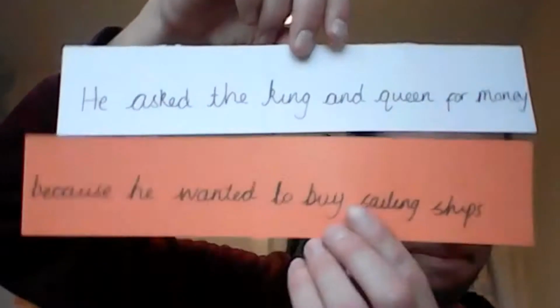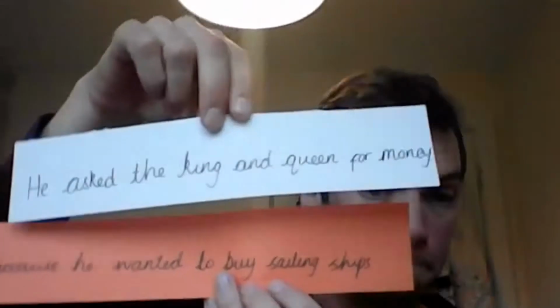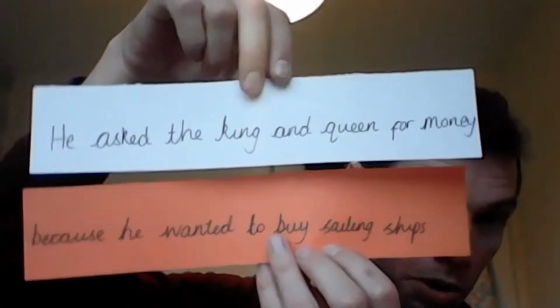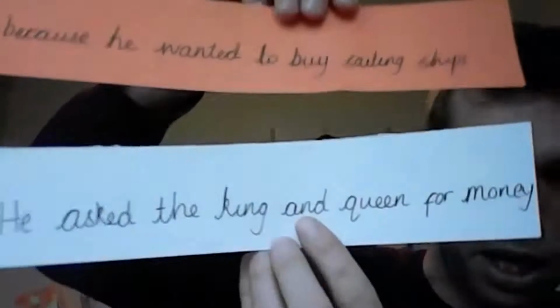He asked the king and queen for money because he wanted to buy sailing ships. Okay, can you all shout abracadabra with me after 3? 1, 2, 3, abracadabra! And if they appear in different places, does it work? Because he wanted to buy sailing ships, he asked the king and queen for money. It does. Wow.